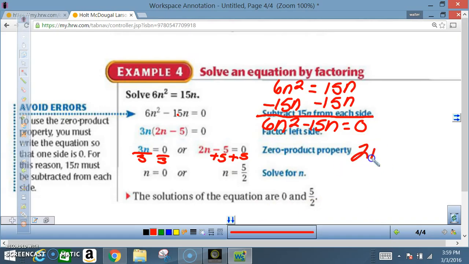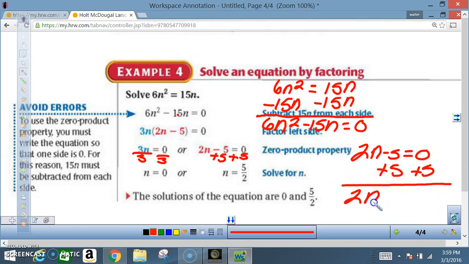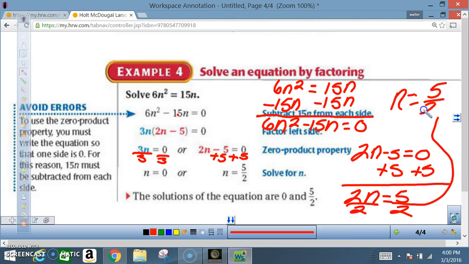2n minus 5 is equal to 0. So plus 5, plus 5. So now I got 2n is equal to 5. Divide both sides by 2. And I'm going to put it up this way. I'm left with n is equal to 5 over 2. So the solutions of the equations are 0 or 5 over 2.